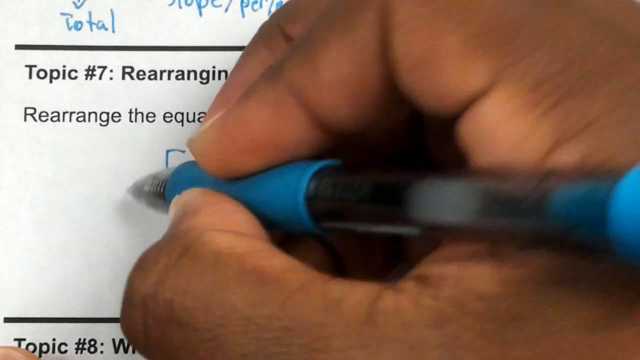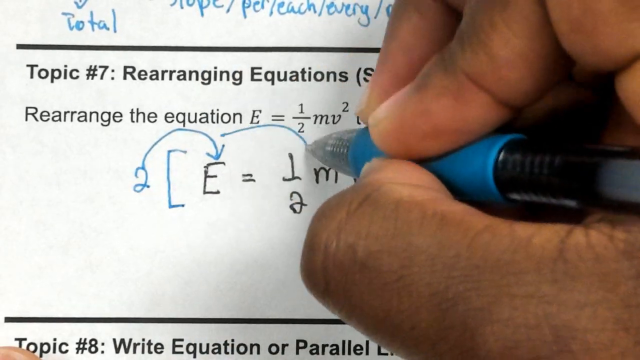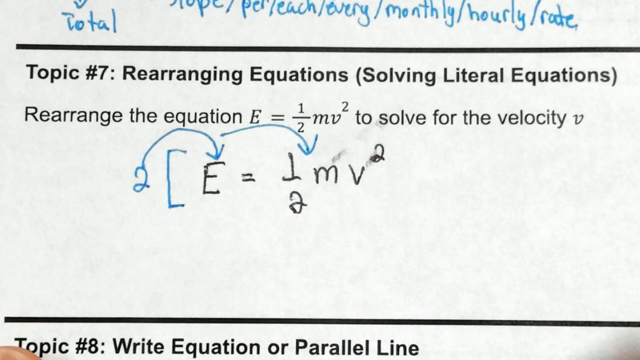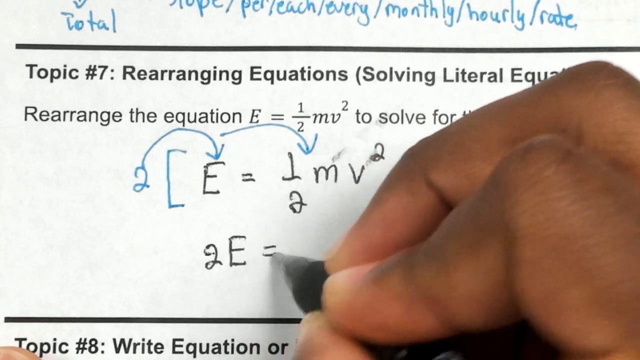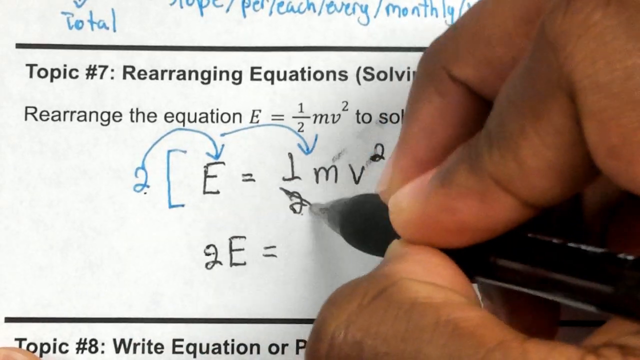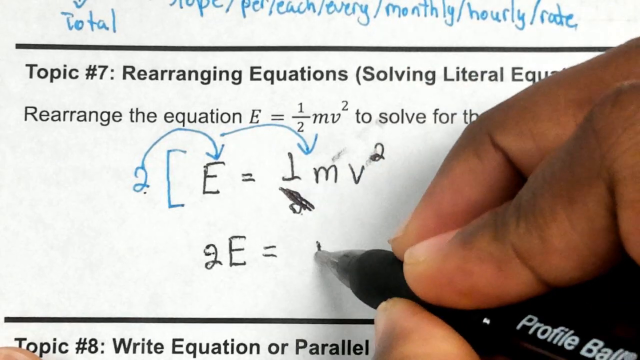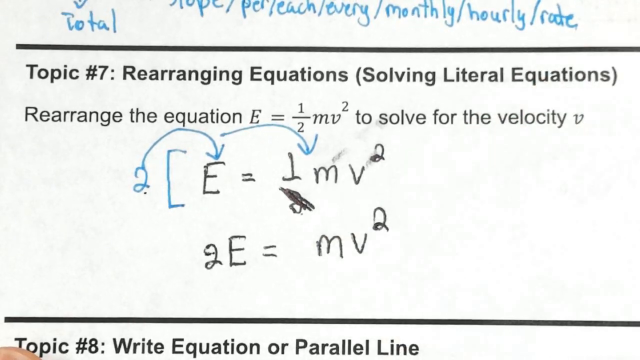So again, I would multiply by 2. I'll multiply this term by 2 and all of this by 2 because they're all attached together. So 2 multiplied by e is 2e. When you multiply by something that you were already dividing by, it cancels it out and I'm left with 1m, which is the same as m. And the v squared, I would bring it down.